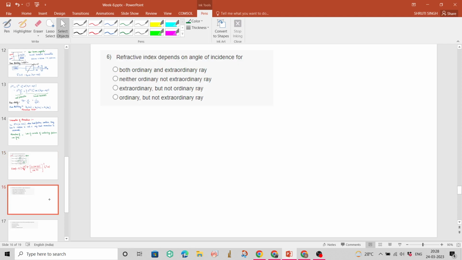Let's move to the next one. The next question is: the refractive index depends on the angle of incidence for both ordinary ray and extraordinary ray, neither ordinary nor extraordinary ray, extraordinary but not ordinary ray, or ordinary but not extraordinary ray.